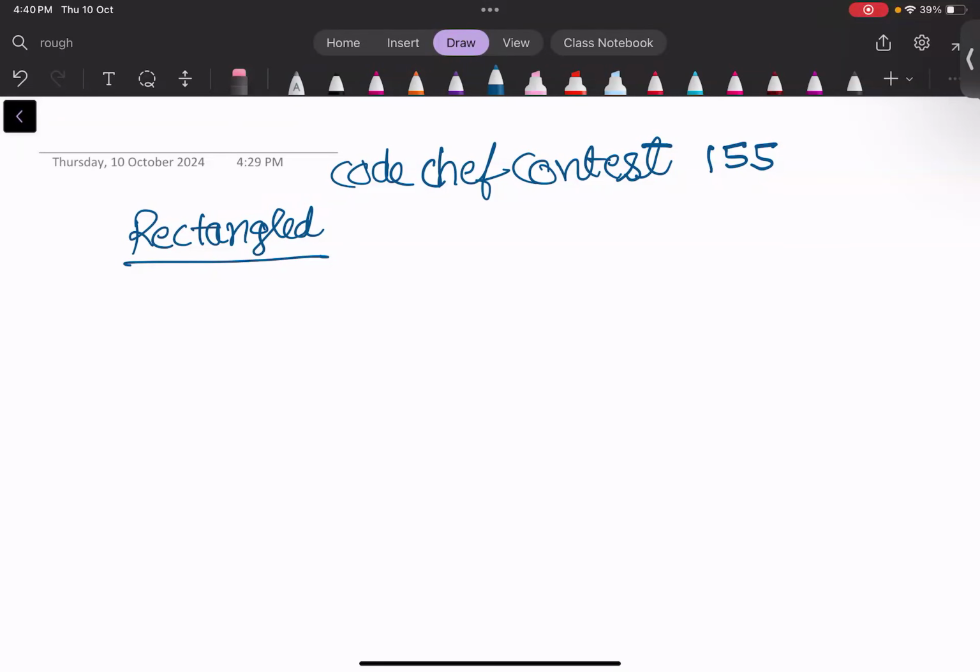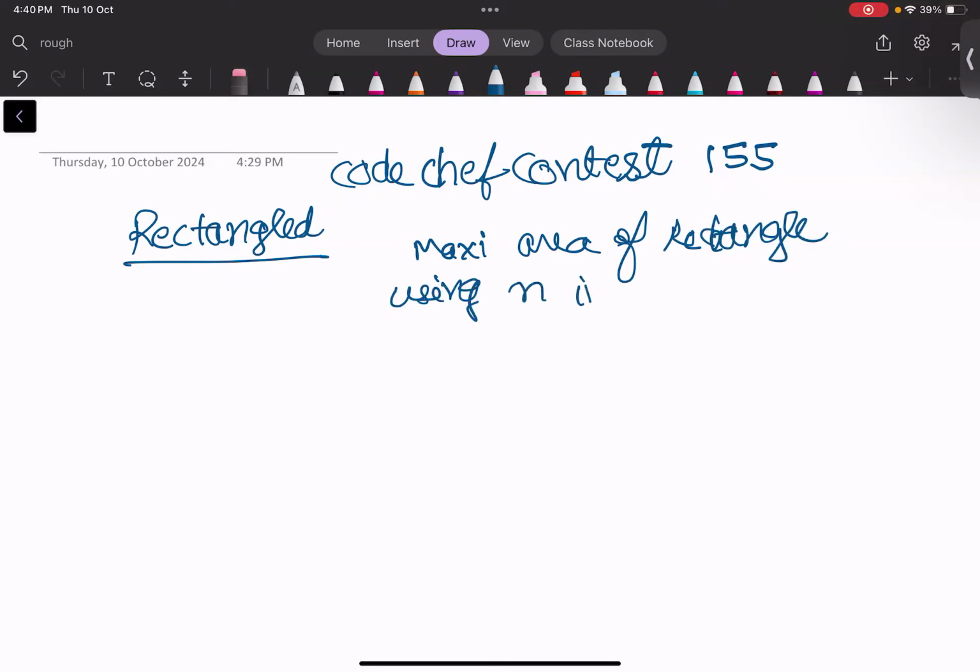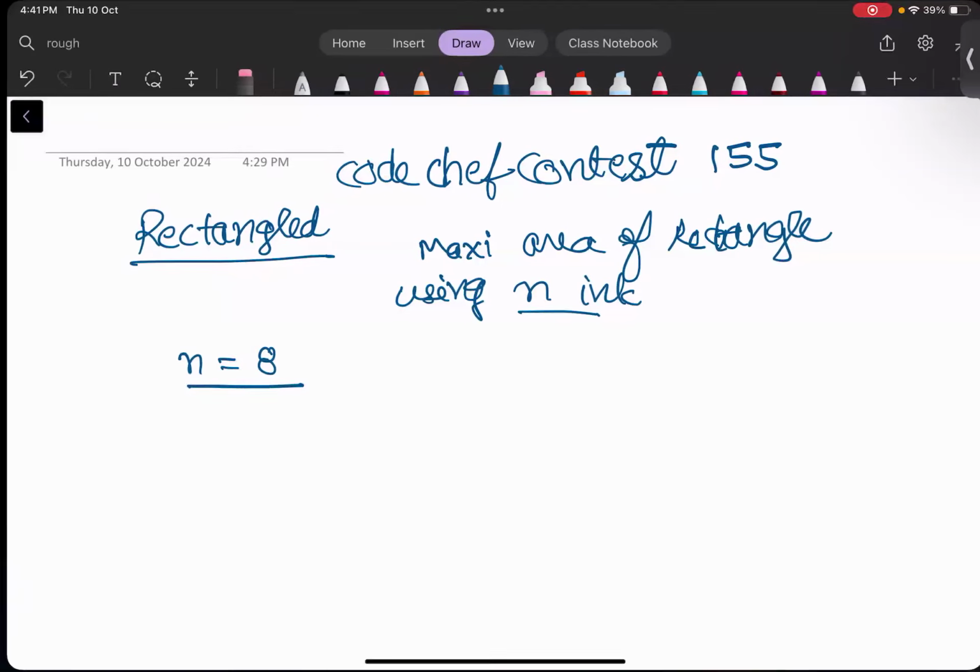In this question, basically we have to find the maximum area of a rectangle using N ink. Here N is the utmost ink. We have to use N at most and make the rectangle whose area is maximum. So suppose in the given question N is equal to A. We have to find such a rectangle with maximum area. There are many rectangles that can be formed using this ink, so basically ink is the parameter.